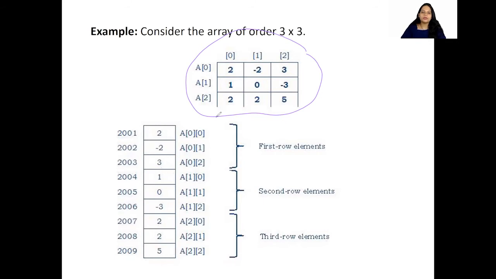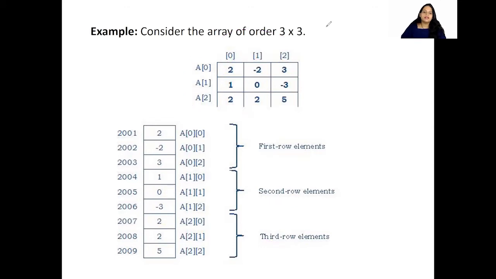So what we are going to do is, first we are going to store the first row: 2, minus 2, 3, and then 1, 0, minus 3, and then 2, 2, 5. Okay, so that is what they are saying. First row, second row, third row. So this is how a row major order gets stored in the memory.